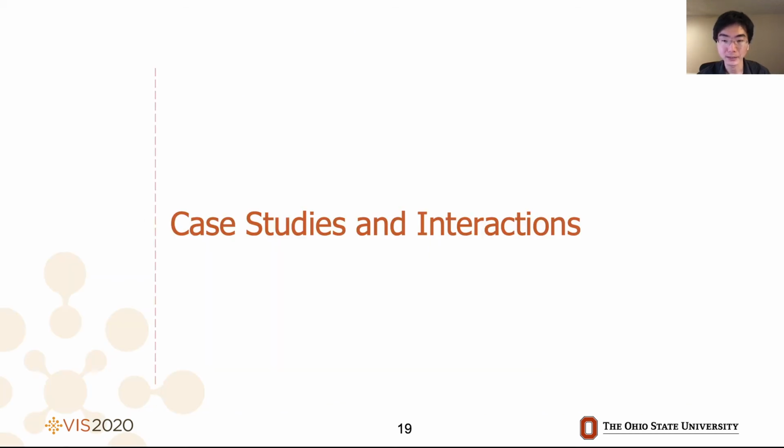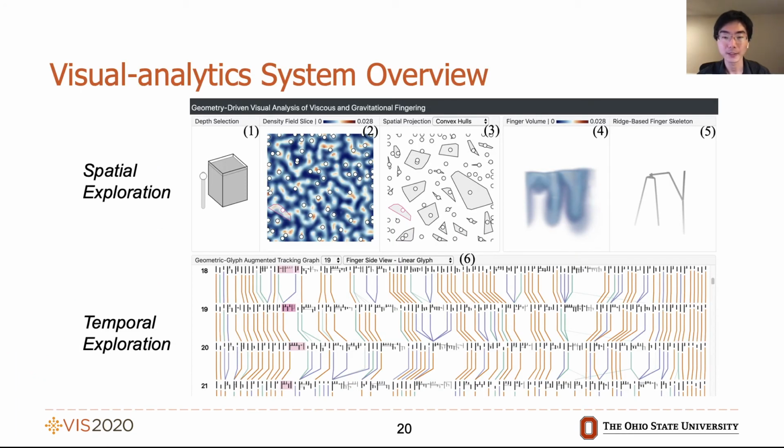We then present the case studies and the interactions by using our developed techniques. We constructed a visual analytics system consisting of 6 panels. The 5 panels in the top row are for the spatial exploration of fingers. The tracking graph in the bottom row is for the temporal exploration. The first panel is used to select a depth of interest. Then the second panel presents the density field slice of the selected depths. The projection panel shows the distribution of fingers in space by representing fingers using convex hulls, and supports the selection of interest fingers.